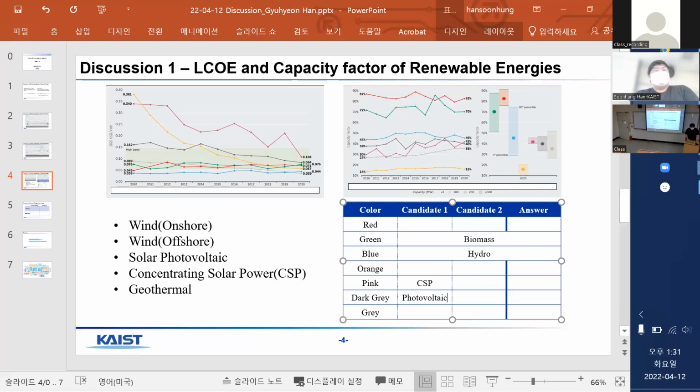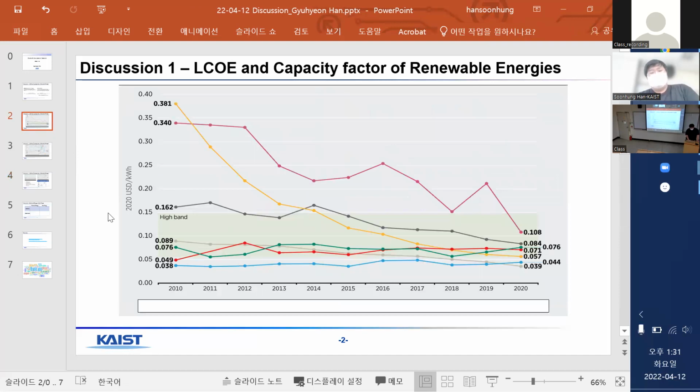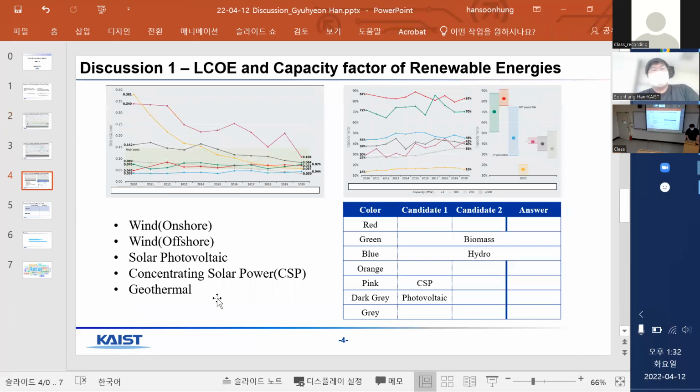I'll give an idea. According to the lecture, we learned that wind is cheaper compared to gas or coal. But it says that offshore has a higher levelized cost compared with onshore wind. So maybe the offshore wind is below onshore. And also solar thermal, I think it's the same as, can you switch to the... Is solar thermal the same as concentrating solar?